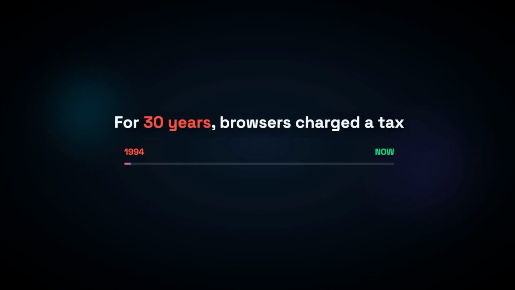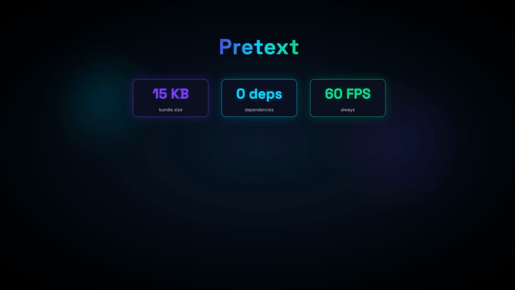No DOM reads ever. For 30 years, the browser charged a reflow tax on every text measurement. Nobody questioned it. That was just the web. Pretext kills that tax: 15 kilobytes, zero dependencies, text wrapping around anything at 60 frames per second.